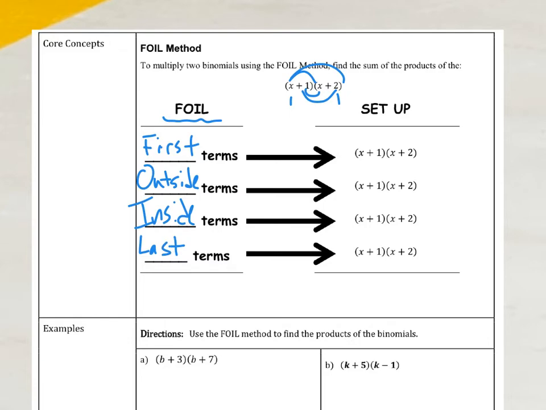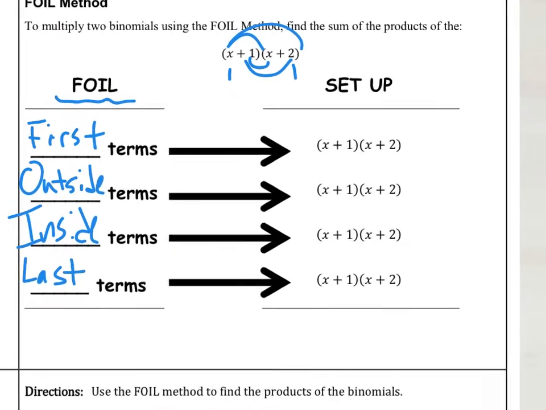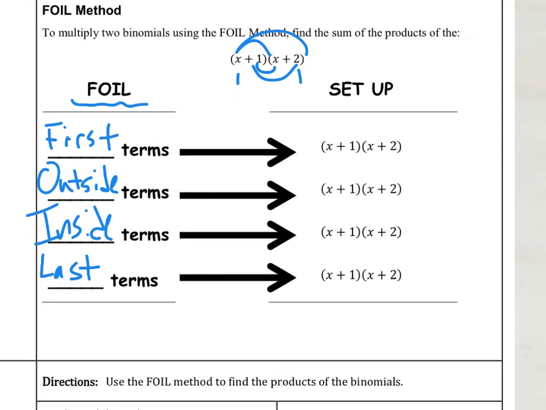So you can think of this two ways. This will get the same result. You can think of it as if we're distributing the x and distributing the 1. But this is also a nice way, and you'll hear this a lot. This is very common. First, outer, inner, last.